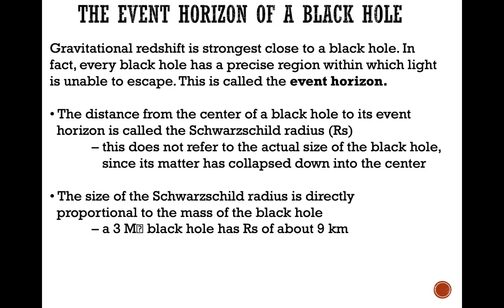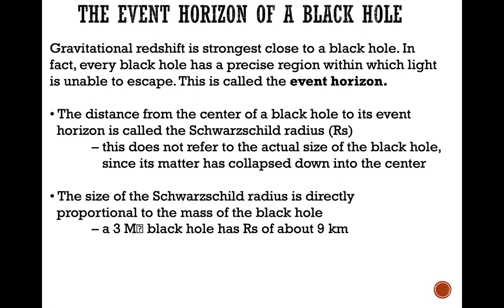Now, we can calculate this event horizon using very simple physics equations. The distance from the center of the black hole to its event horizon is called the Schwarzschild radius. I expect that you know about these things. These are very basic things that you can do using just basic physics. So first you need to know what the event horizon is. The event horizon is the region where light is unable to escape.